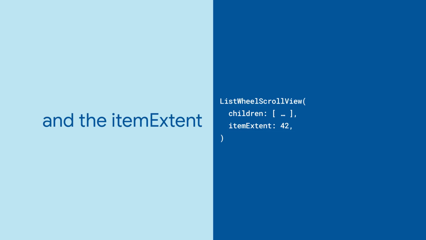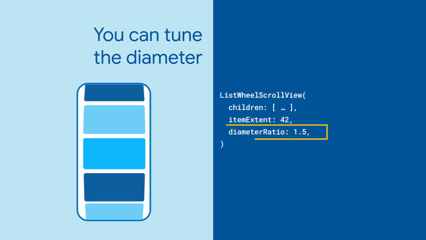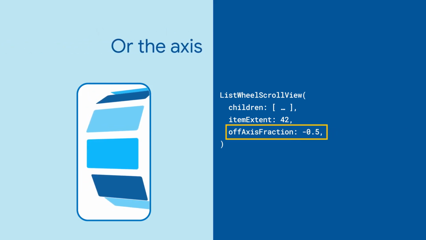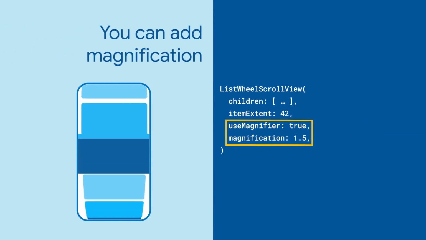ListWheelScrollView has many other options. For example, you can tune the diameter of the wheel. You can make the wheel off-axis, or you can add a magnification effect.